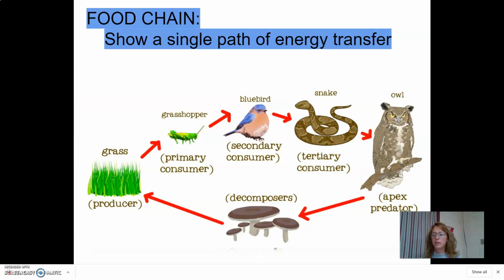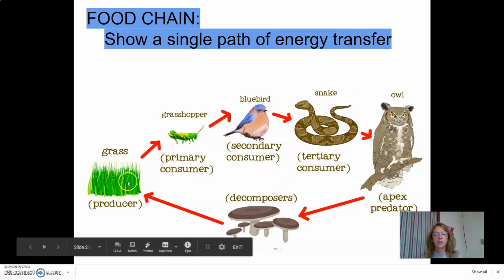Okay, we need to know what a food chain is, which is one chain, like a chain link fence or a chain that you wear around your neck, that goes from a producer all the way up to a top consumer.